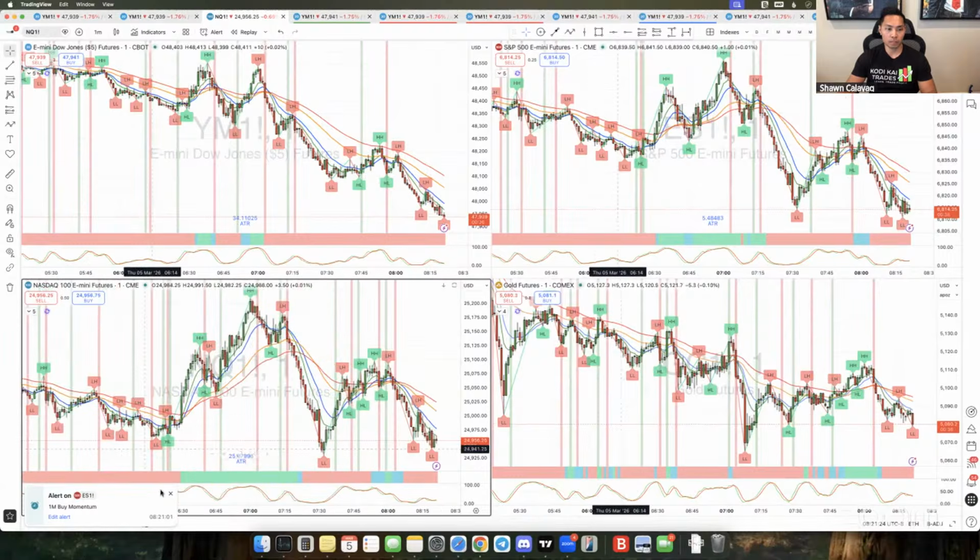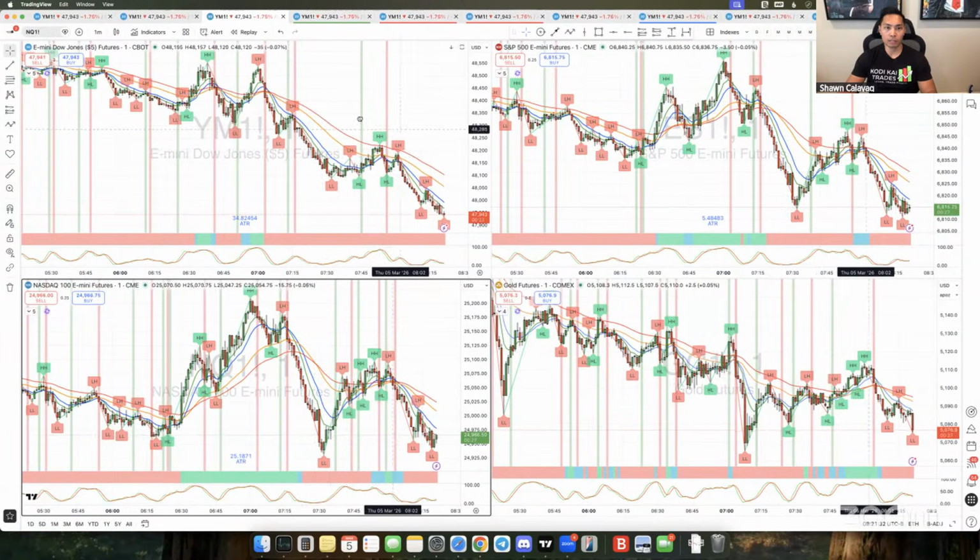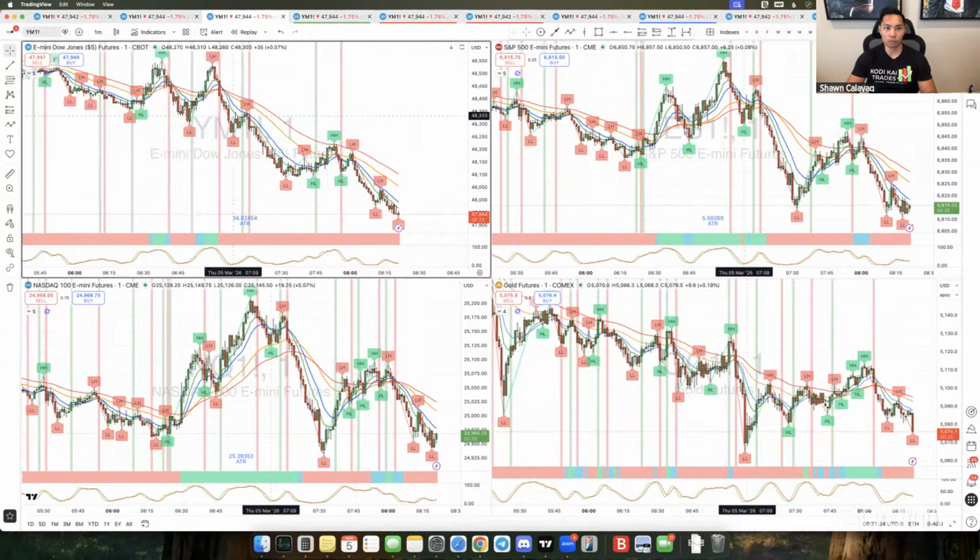So there's a couple fake outs over here. NQ tried to fake out to the upside. ES tried to fake out to the upside. Same with gold, tried to fake out to the upside. It all failed. YM is the one that actually never faked out to the upside. It's been holding below the pivots pretty much all day.